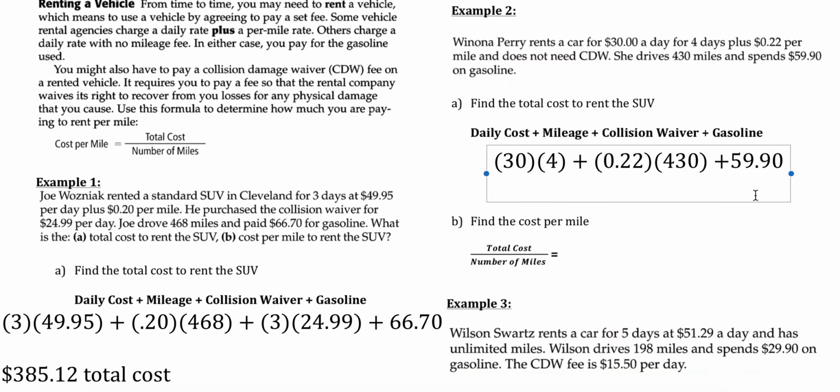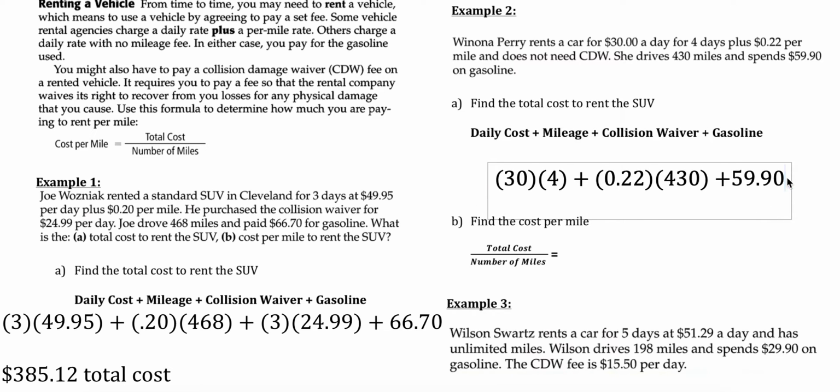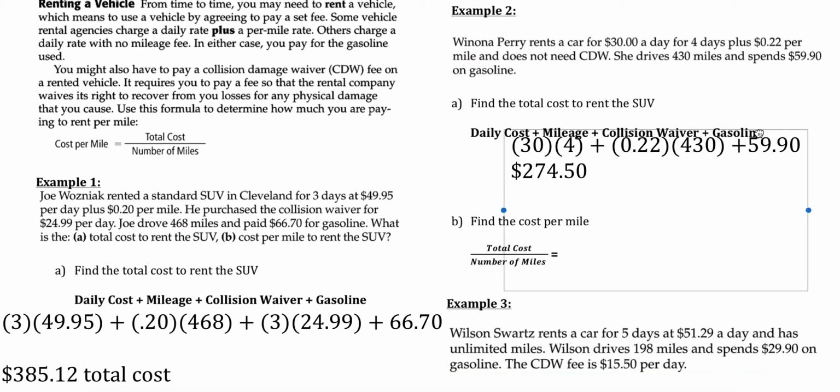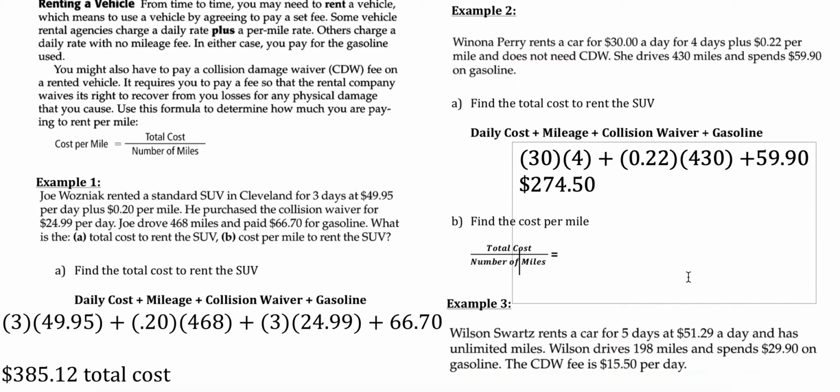So order of operations. Make sure you multiply first. So her total should have been $274.50. Now her cost per mile. $274.50 divided by the number of miles she drove, which was 430. So $274.50 divided by 430. Her cost per mile is 0.638, so be careful when you round it. Should be 64 cents.